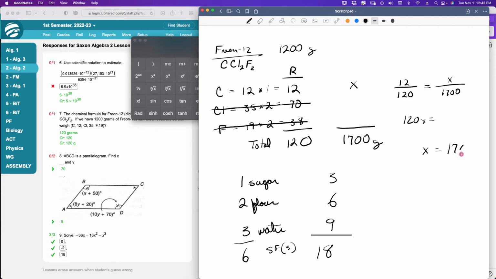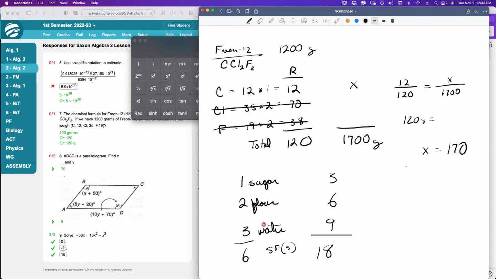X is equal to 170. I wouldn't know that though if I didn't do the math. That's 170 grams of carbon. Right, so you've got to be able to understand how to set up the proportion.